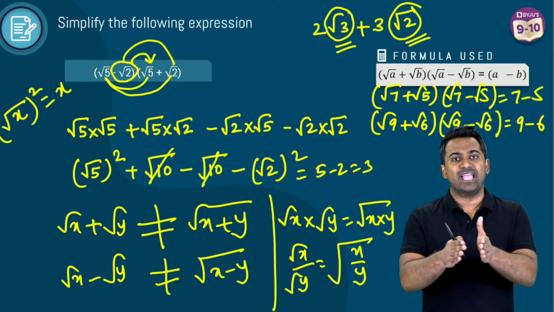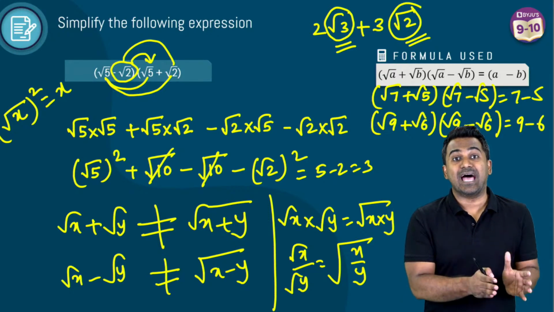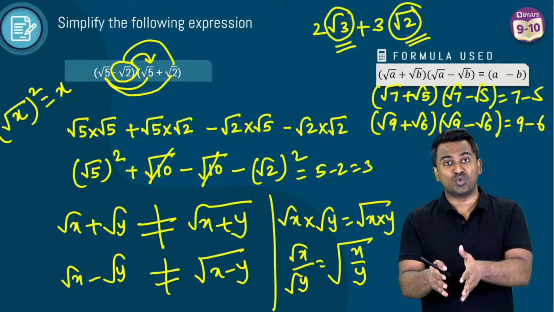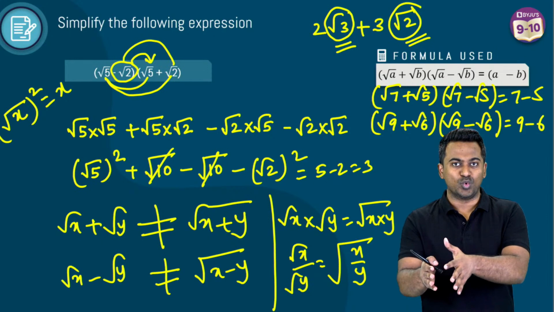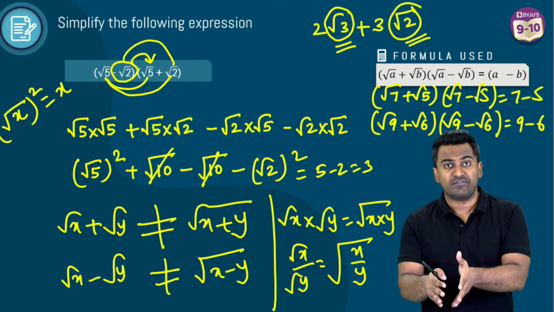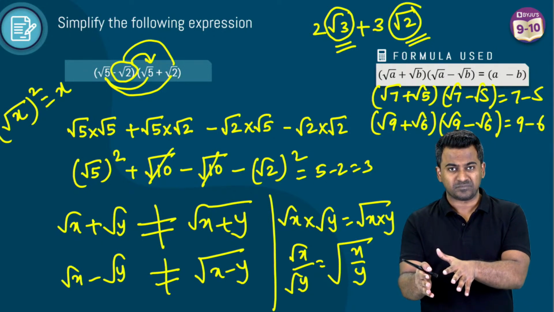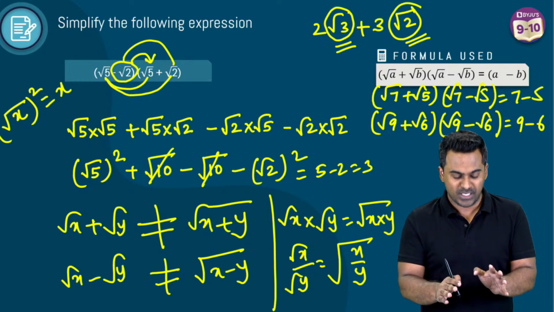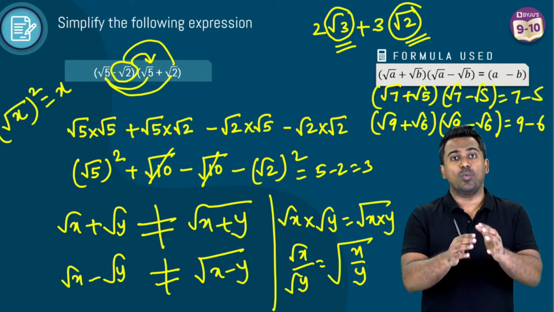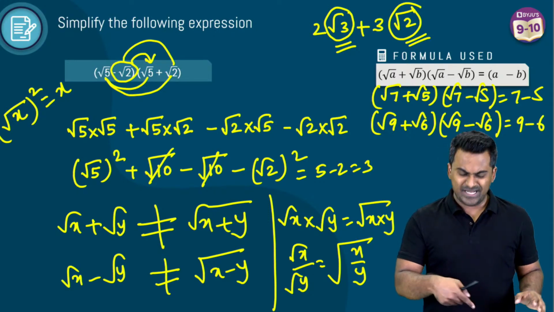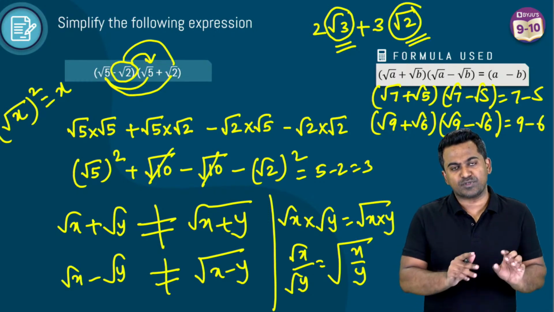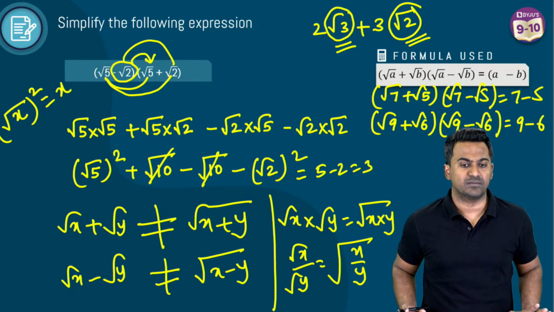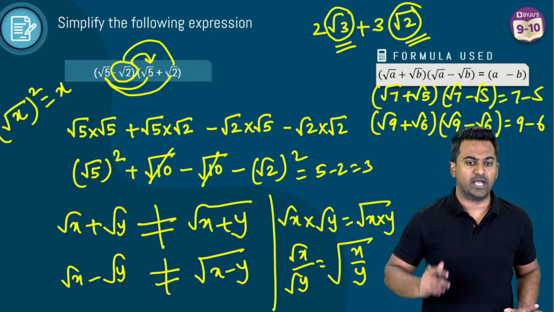You can add and subtract only like terms. Like root 2 plus root 2, you can add it and say 2 root 2. Root 5 plus root 5, you can add it saying 2 root 5. But root 3 plus root 2, they are not like terms. So addition and subtraction work on like terms, but for multiplication and division it doesn't matter. You can proceed with like terms, and with unlike terms as well.